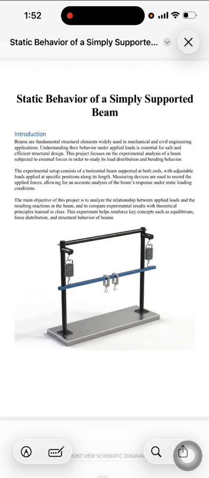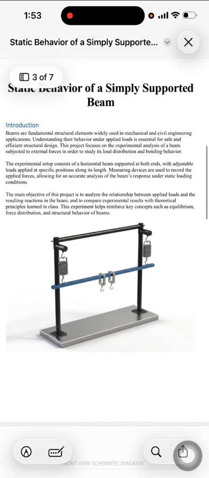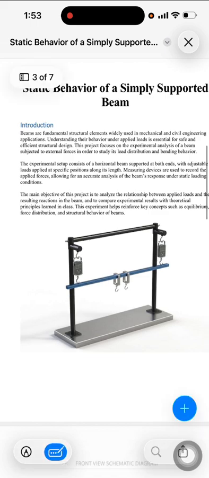This project focuses on the experimental analysis of a beam subjected to external forces in order to study its load distribution and bending behavior. As you can see here, the setup consists of a horizontal beam supported at both ends, with adjustable loads applied at specific positions along its length. In here.